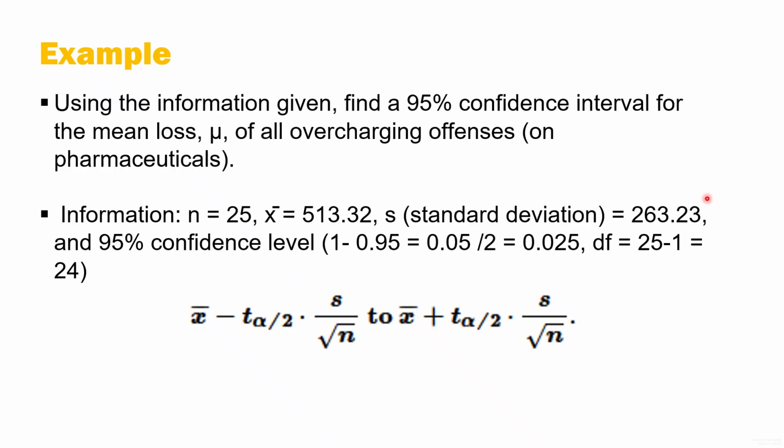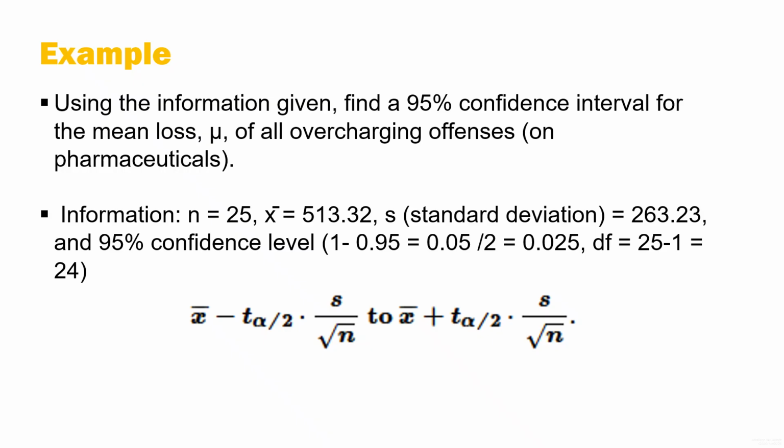So using the information given, find the 95% confidence interval for the mean loss mu of all overcharging offenses on pharmaceuticals. So we've got N, we've got X bar, standard deviation, and a 95% confidence level. So remember, 1 minus alpha, or 0.95, is equal to 0.05 divided by 2, as stated in our equation for T alpha divided by 2. And we get 0.025 and a DF of 25 minus 1, which is 24.